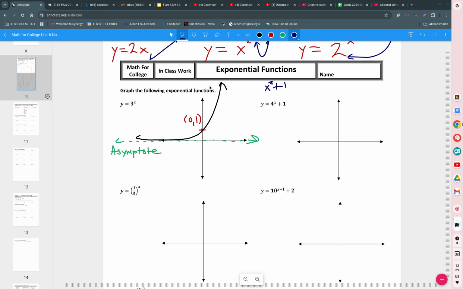So instead of the asymptote being at 0, the asymptote is going to move up 1 unit. And instead of going through the coordinate 0, 1, it's going to go through the coordinate 0, 2, up 1 more unit. It does not drop below the asymptote.